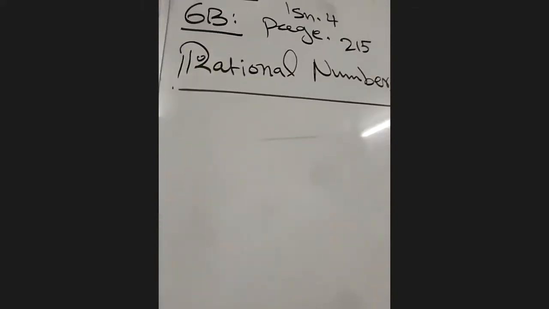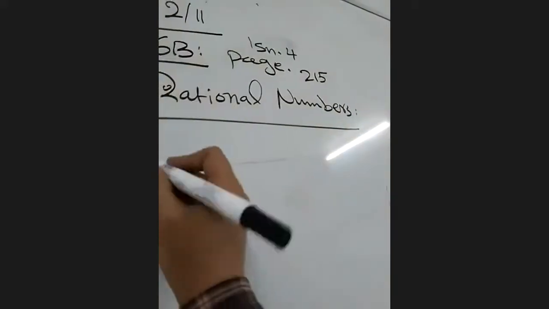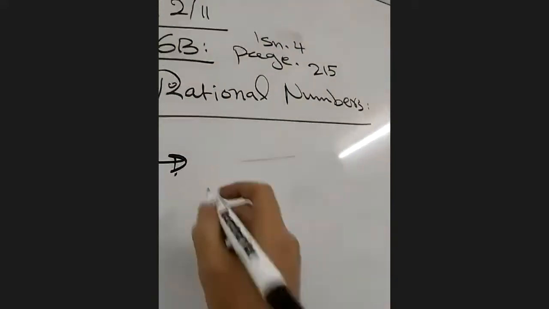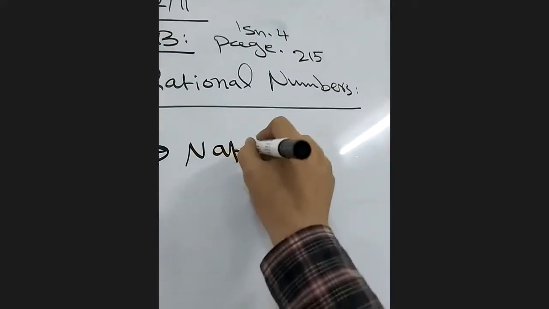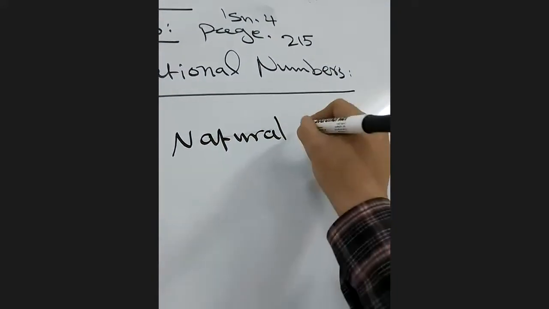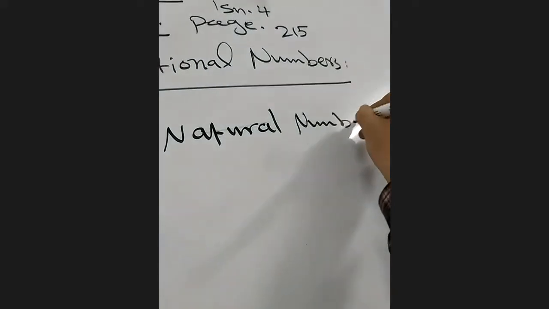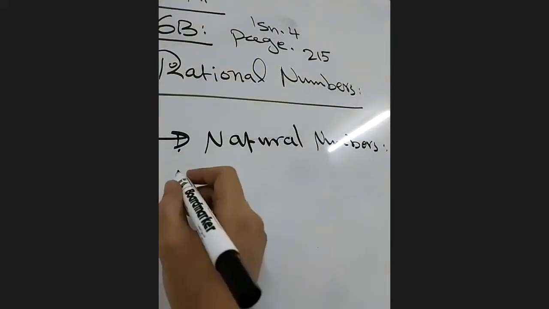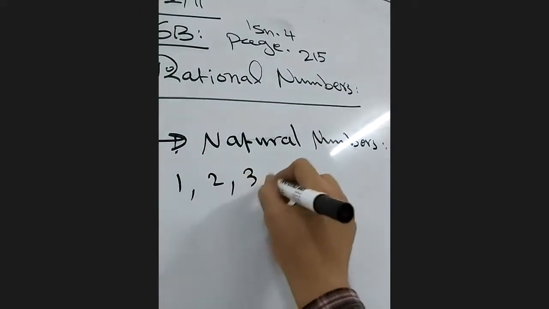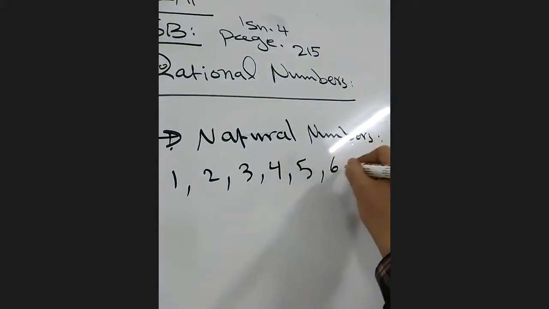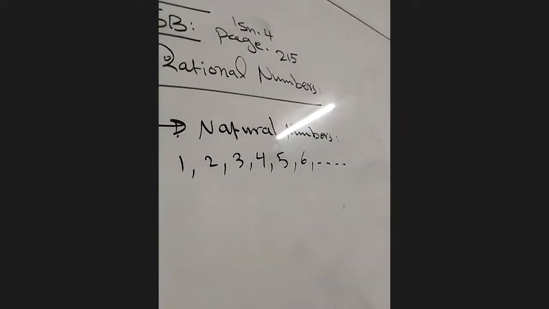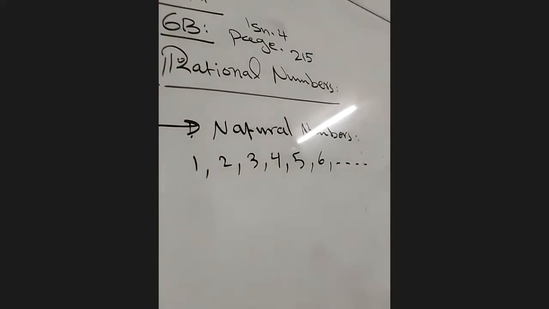Rational numbers. Now, rational numbers, guys, let's start with some groups of numbers. Like we have a group of numbers called natural numbers. Natural numbers. Now, natural numbers, guys, the numbers are 1, 2, 3, 4, 5, 6, and go on. This group of numbers goes on forever. This group of numbers we call the natural numbers.